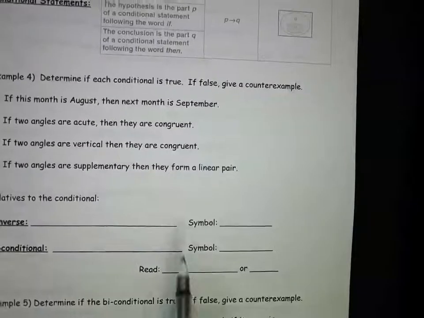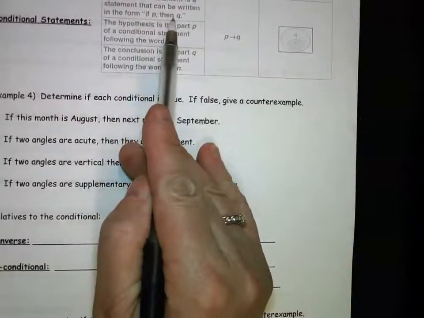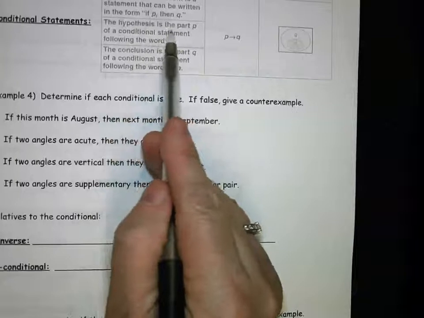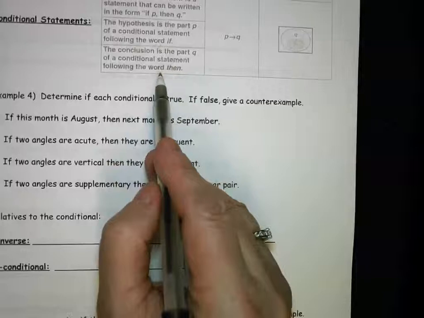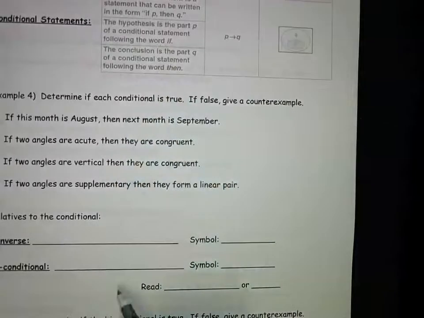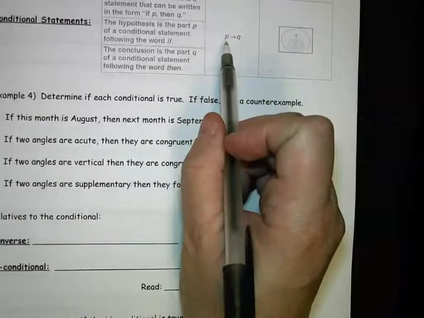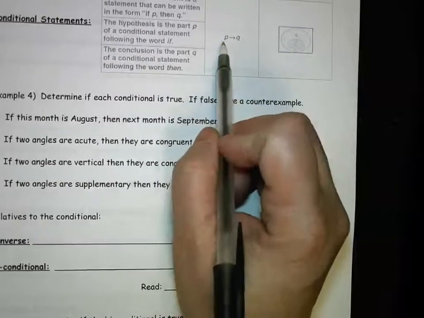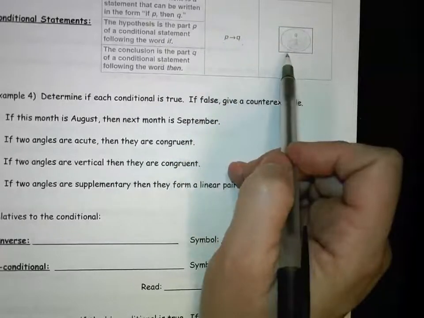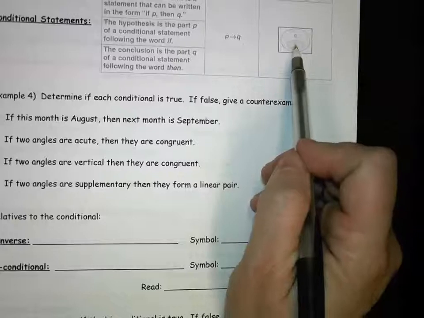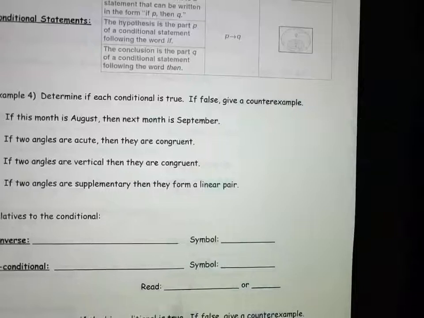A conditional statement is a statement that can be written in the form if P, then Q. The hypothesis is the part that follows the word if, and the conclusion follows the word then. In symbols, sometimes we write P implies Q. Homework done implies you can go out this weekend. Or sometimes we write it as a Venn diagram. The P part goes on the inside and the Q part goes on the outside.